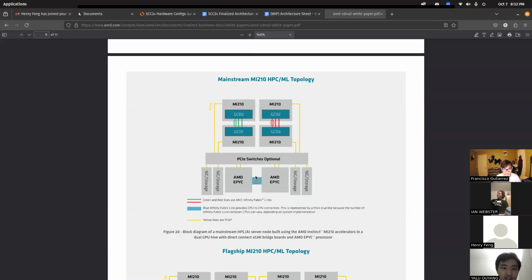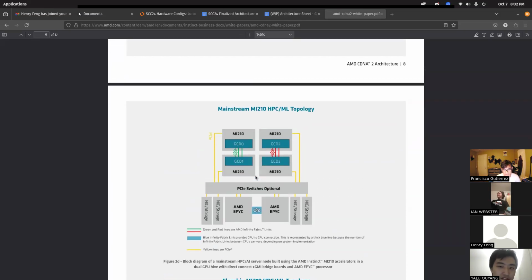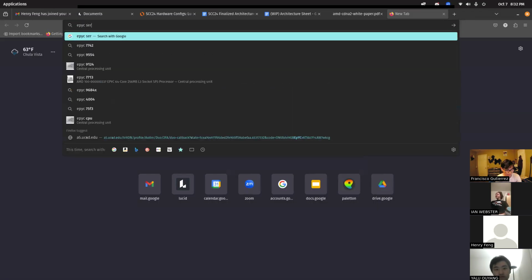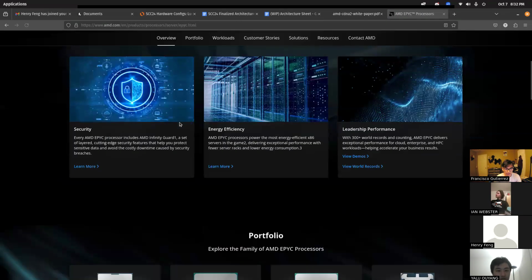I have a question with this. It says AMD EPYC. I'm assuming that refers to our CPU, right? The AMD EPYC, yes, is our CPU. EPYC is a series of, I think, just data center processors. Yeah, enterprise, HPC, AI, right?